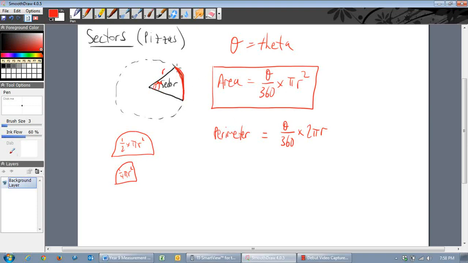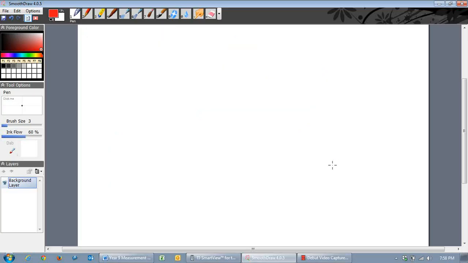The other thing you've got to remember is that we need to add this length here, because we're talking about perimeter, the outside, and this length. How long are they? They're both r. So we just need to add 2r onto that, and there is your formula for perimeter. So you can either remember that, or you can just remember how to figure it out. That's what I do. Okay, let's just go straight into some examples.